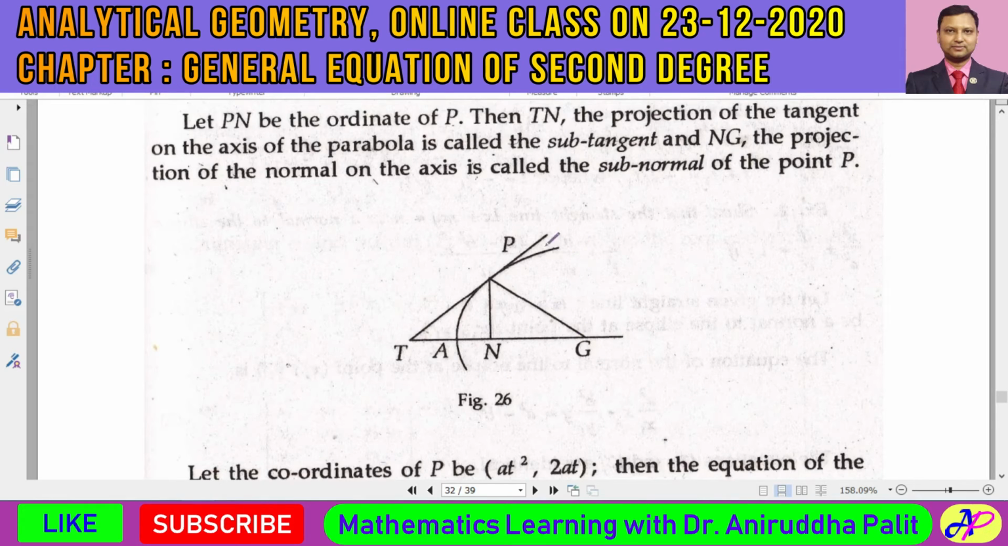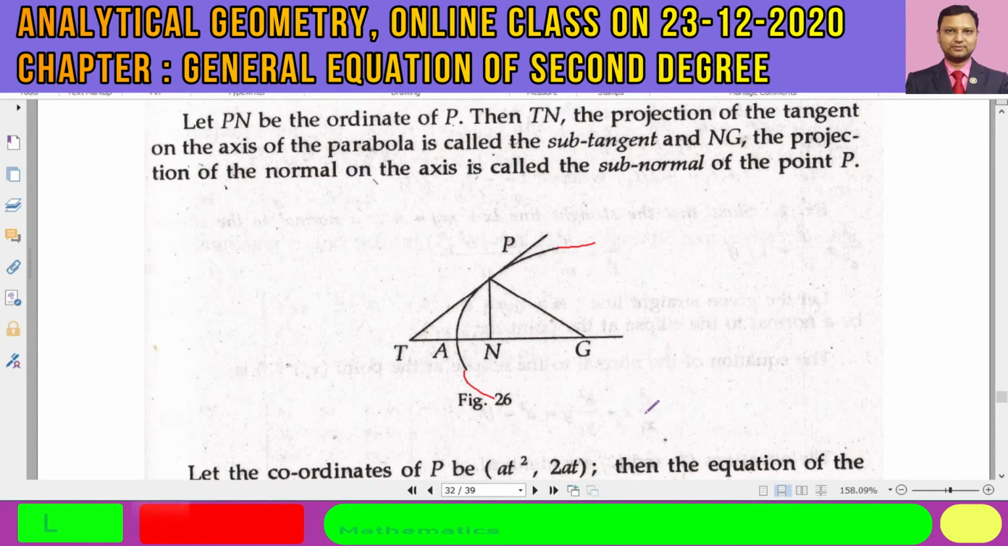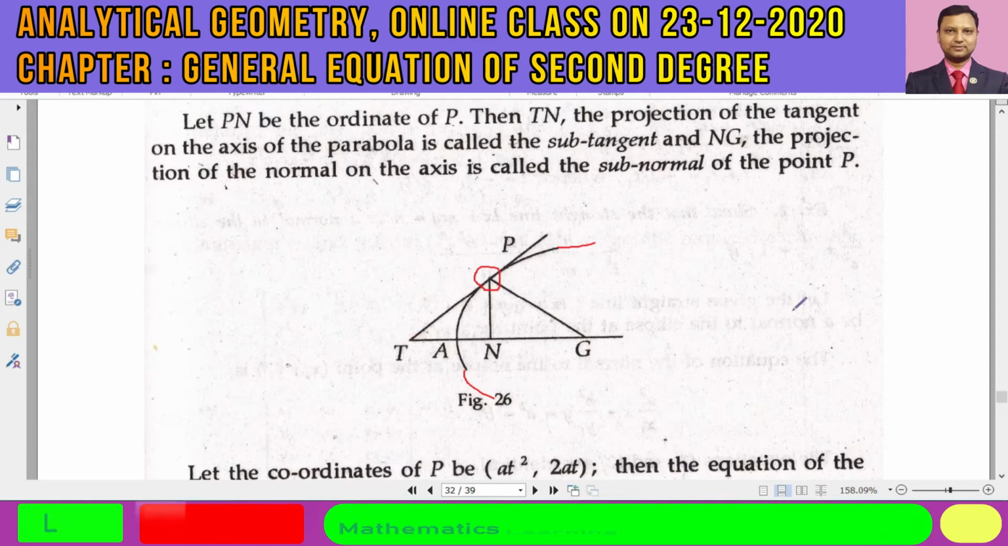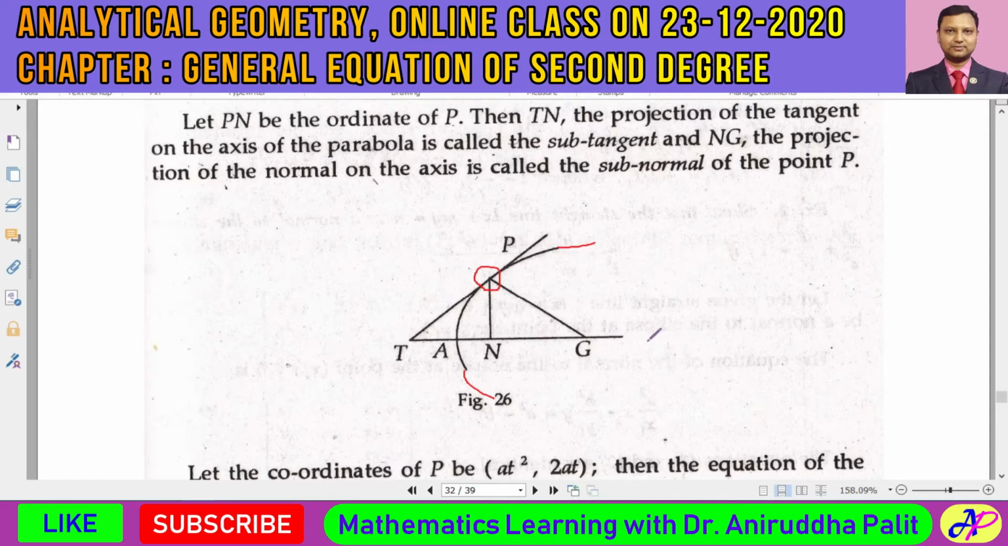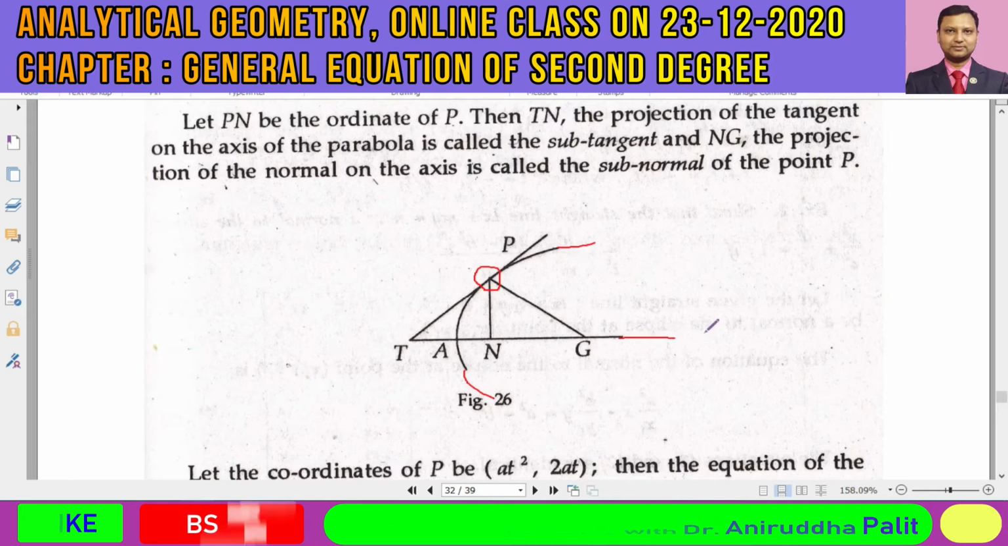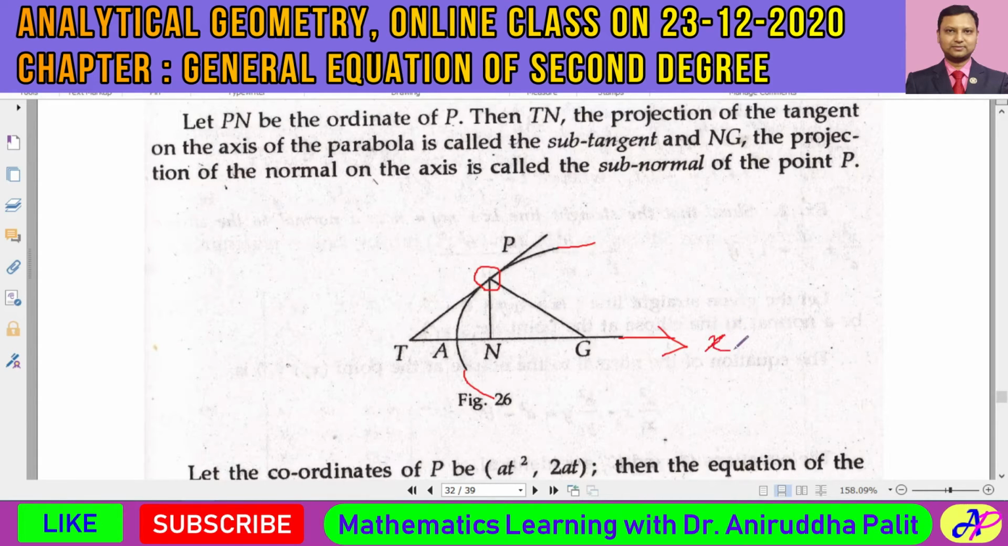If you consider this picture, suppose this is the curve, a parabola. From any point P on this parabola, we may draw a tangent and we may draw a normal. Although the picture does not look like a normal, PG is the normal over here, and PT is the tangent. Now this is the axis or x-axis. Generally, if you consider the equation y square is equal to 4ax in this fashion, then this becomes the axis of the parabola as well as the x-axis.